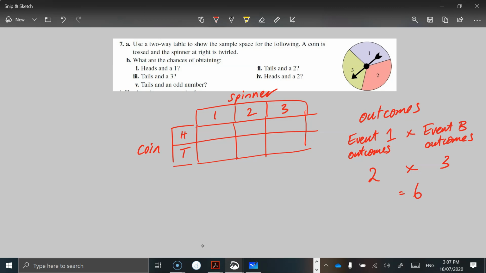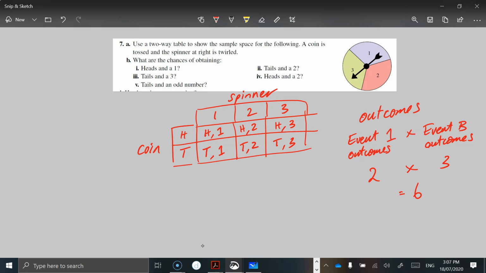So what we have here, we could have a head and we could spin a 1. Okay. We could have a head and we could spin a 2. We could have a head, we could spin a 3. And in turn, we can flip a tail and spin a 1. We could flip a tail and spin a 2. We could flip a tail and spin a 3. So they are our outcomes. Okay, we got 6 of them there.